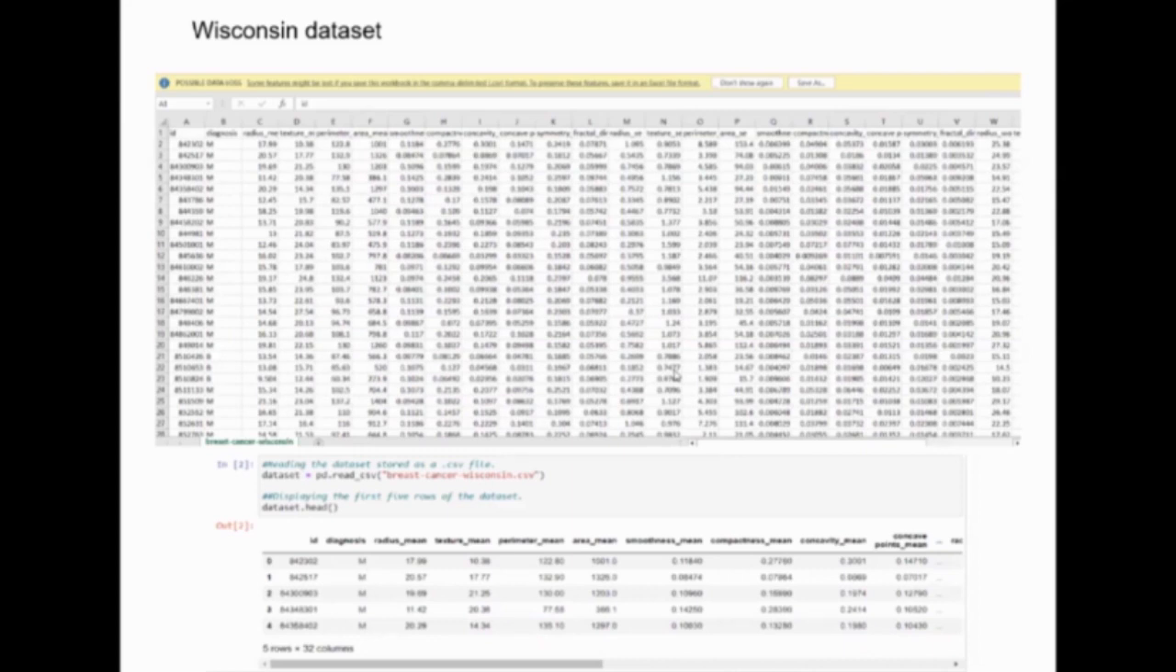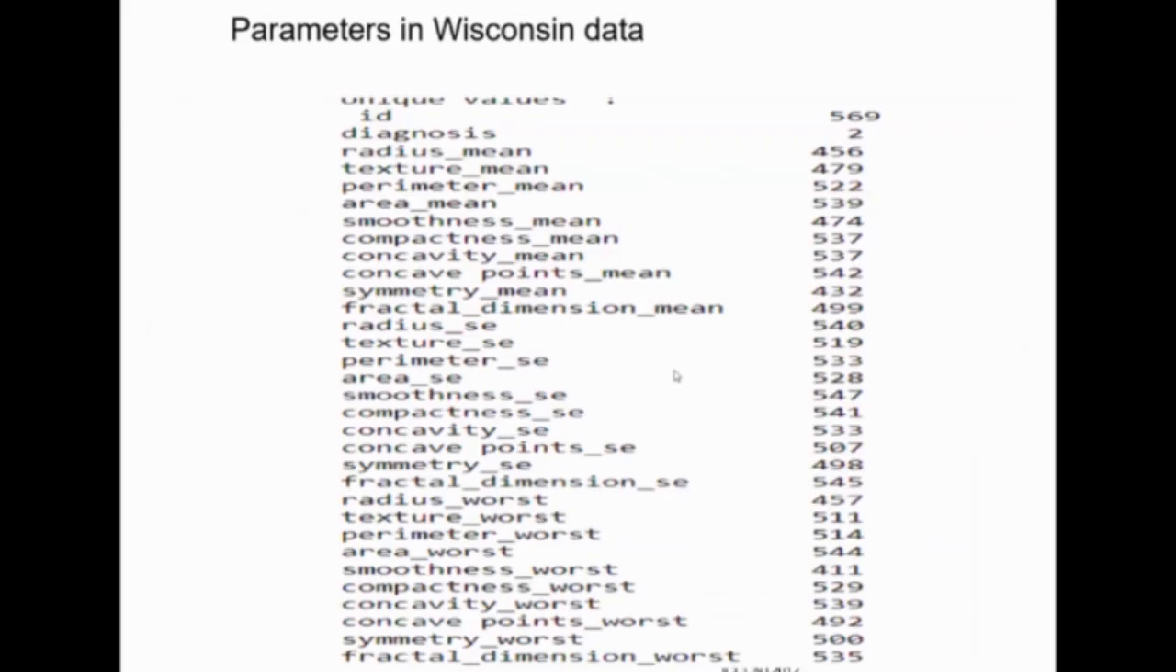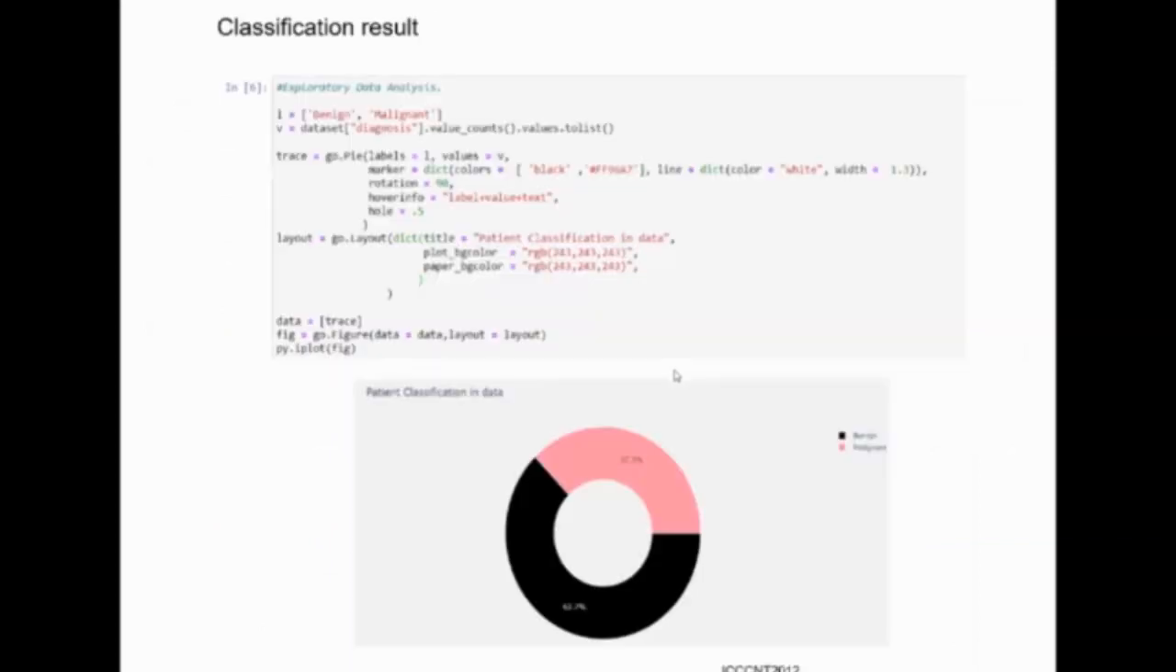Yes. Next slide. Next slide. Go to segmentation.